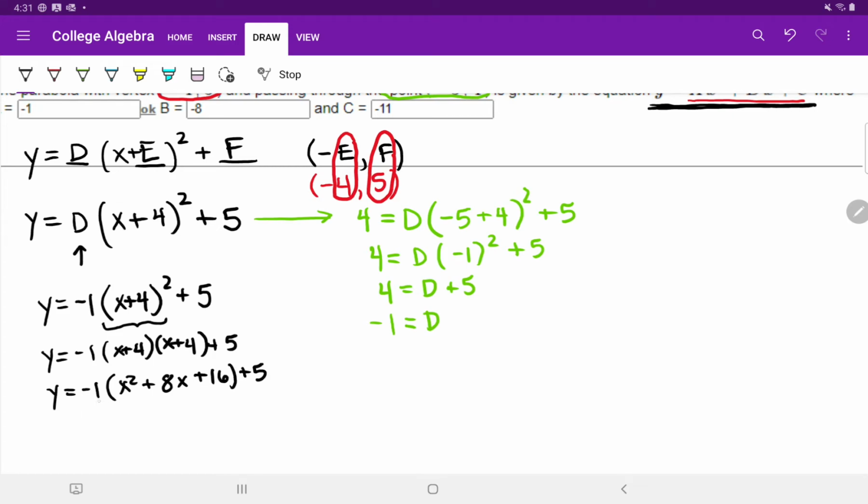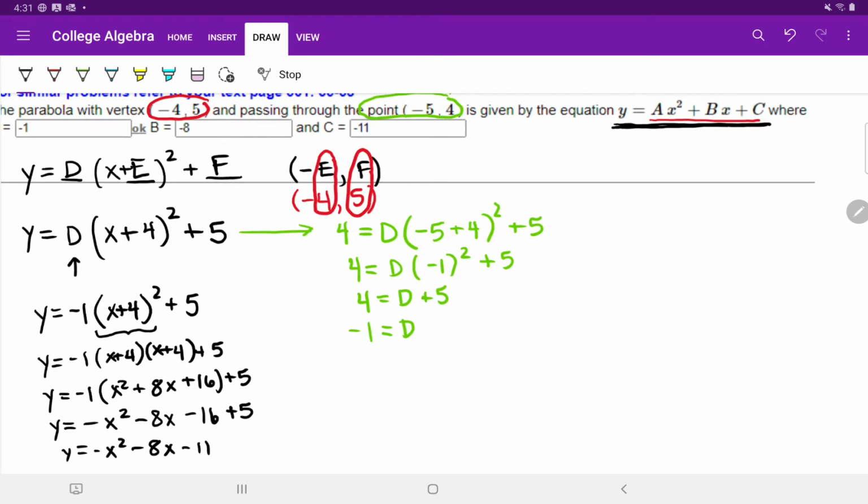And we're going to need to distribute the negative 1 through the parentheses. So that'll be negative x squared minus 8x minus 16 plus 5. And finally, we can combine the negative 16 and the positive 5. Now we have our quadratic written in the form they've asked for.